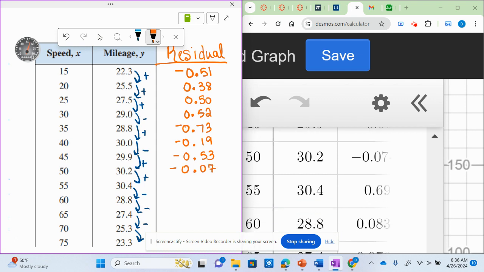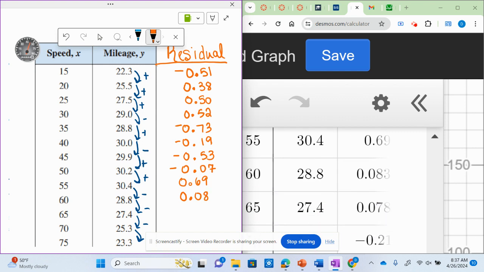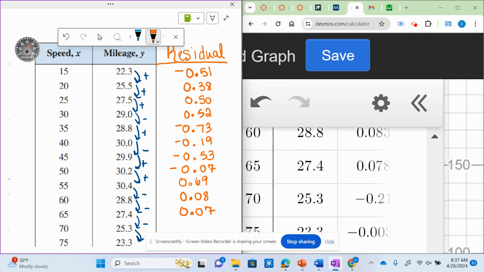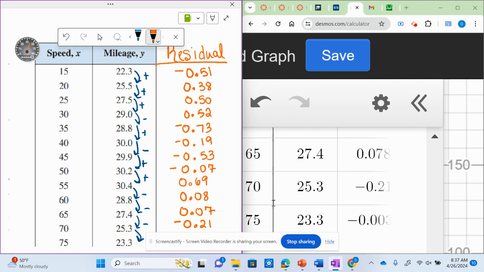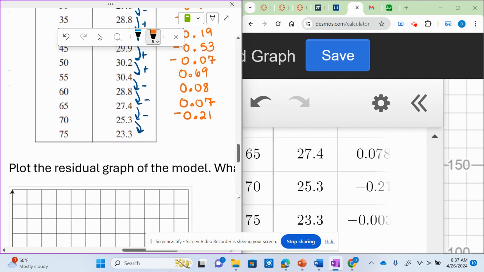When X is 55, my residual is 0.69. When X is 60, my residual is 0.08. When X is 65, my residual is 0.07. And when X is 70, my residual is negative 0.21. And the last one, when X is 75, my residual is negative 0.00.